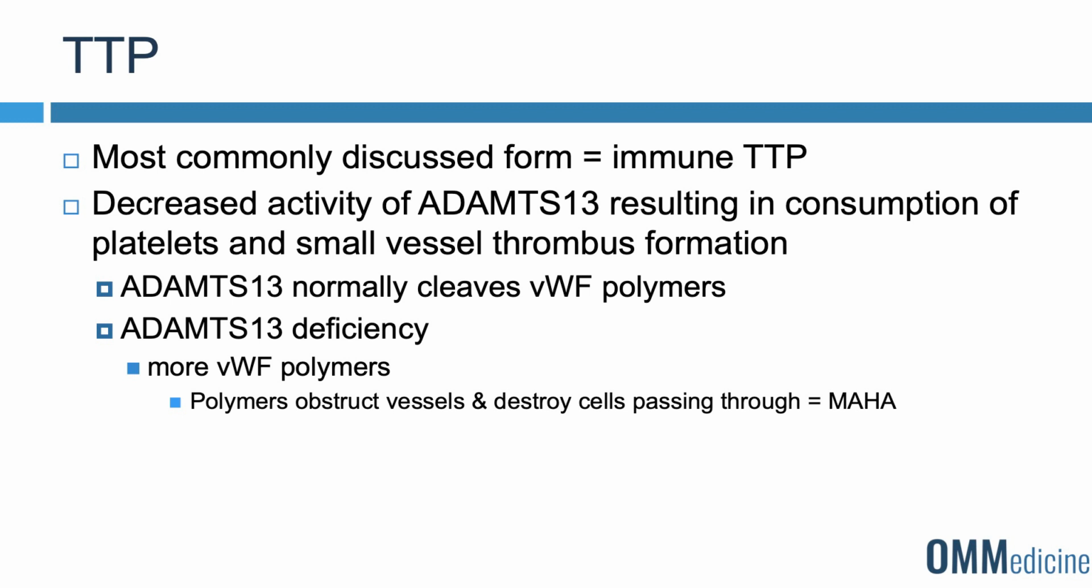So TTP is going to be caused by a deficiency or a decreased activity level of ADAMTS13 protein, and it's very important to remember that this protein is responsible for cleaving polymers or clumps of von Willebrand factor. So because we have decreased activity of the ADAMTS13 protein, we will not be able to cleave the von Willebrand factor polymers, and these clumps of von Willebrand factor will persist in the blood, and this will lead to occlusion of small blood vessels, and then the occlusion is going to cause lysing or shearing forces which result in destruction of red blood cells, and this is what we call MAHA, or Microangiopathic Hemolytic Anemia, and we'll talk a little bit more about this in just a minute.